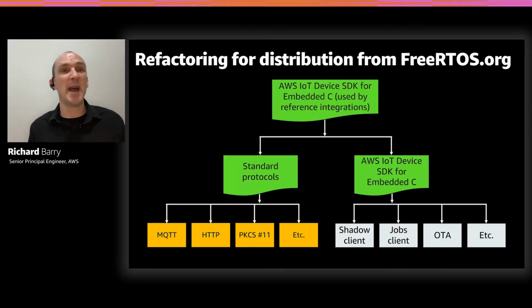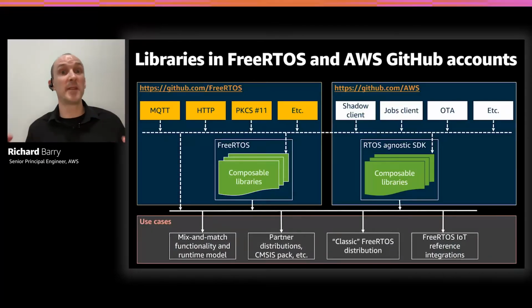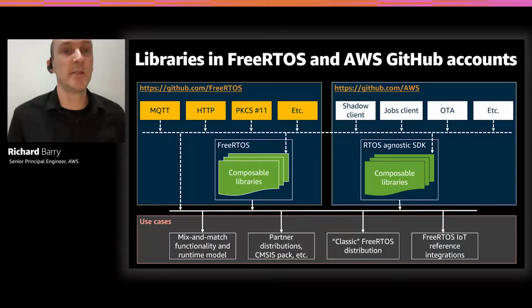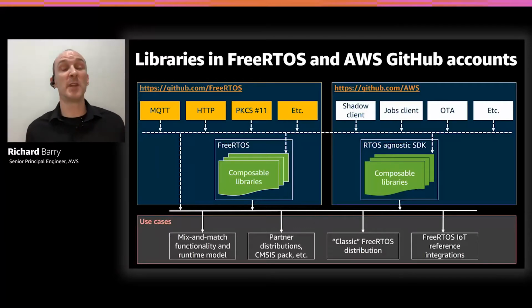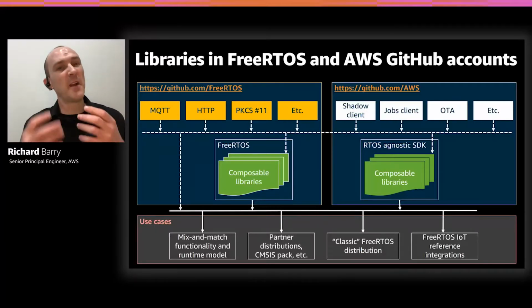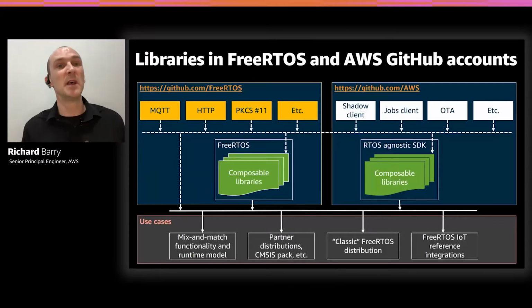So what we have done to bring these libraries to the entire embedded community is to look at them, refactor them, and make them very, very modular, or what we say composable. We've boiled them down to their base functionality, made them as simple as possible, and then we've put them in their own Git repository. So you'll see here all the standard protocols in the FreeRTOS account in GitHub, and the clients that allow you to access AWS IoT services are in the AWS account in GitHub.